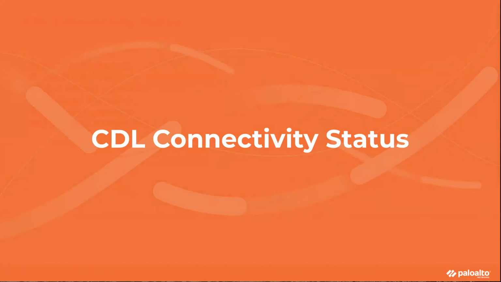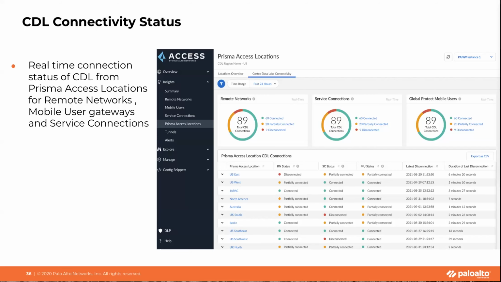Cortex Data Lake connectivity status. In the next tab on this Prisma Access Location, you will see the Cortex Data Lake connectivity status. This tab gives you visibility into the Cortex Data Lake connectivity health status from all your Prisma Access instances for the region which you have selected during your Prisma Access license activation.